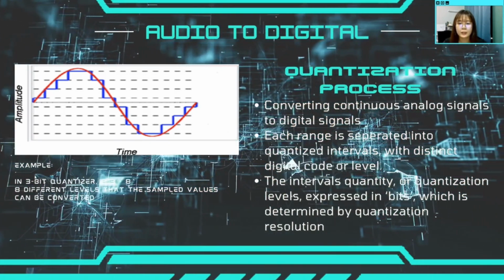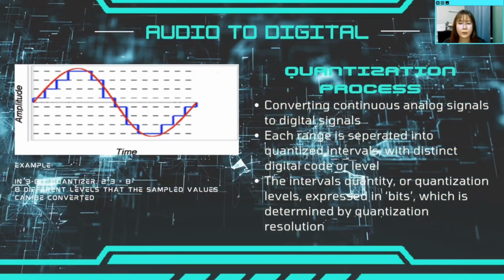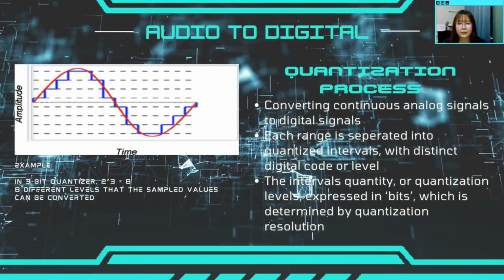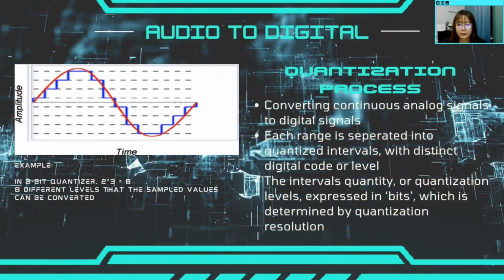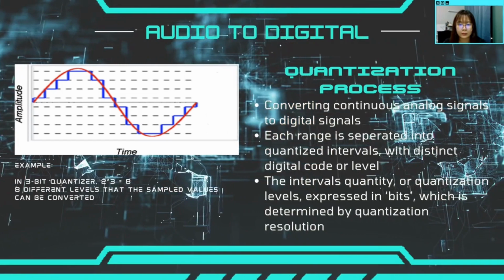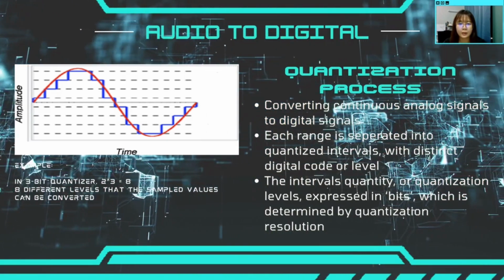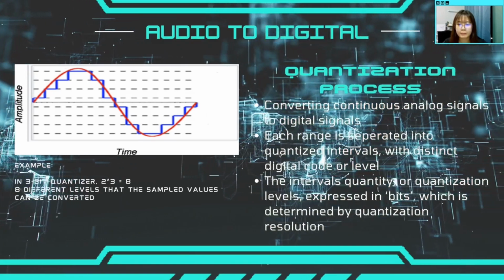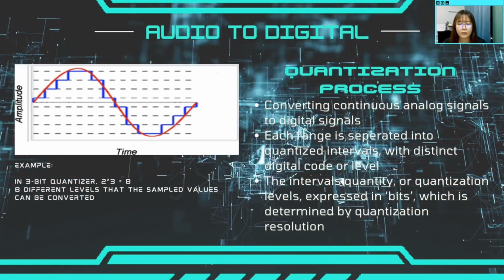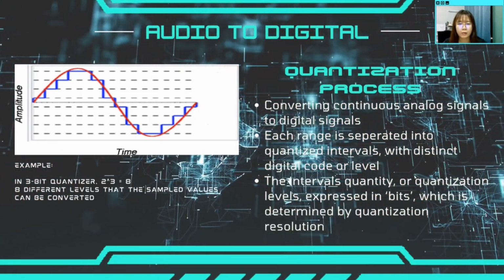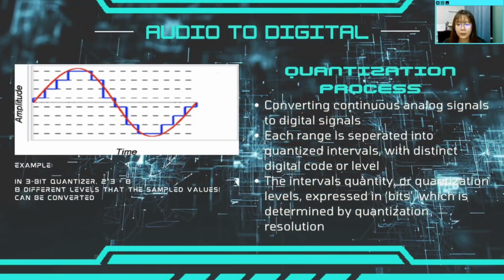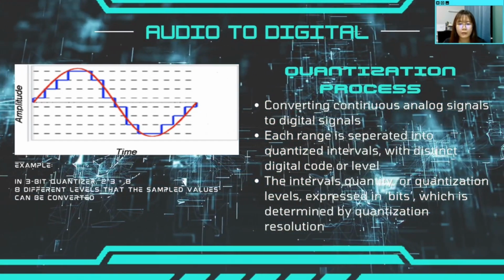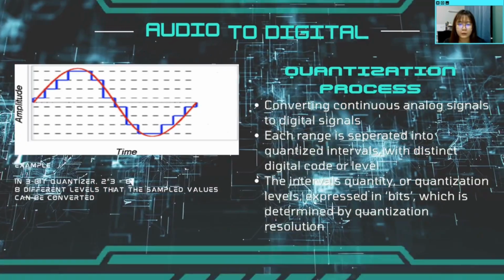In this process, each range is separated into quantized intervals with a distinct digital code or level. The interval quantity, or quantization levels, is expressed in bits, which is determined by the quantization resolution. For example, in a 3-bit quantizer, the formula of quantization is 2 power of 3, and the answer is 8. So there are 8 different levels that the sample values can be converted to.